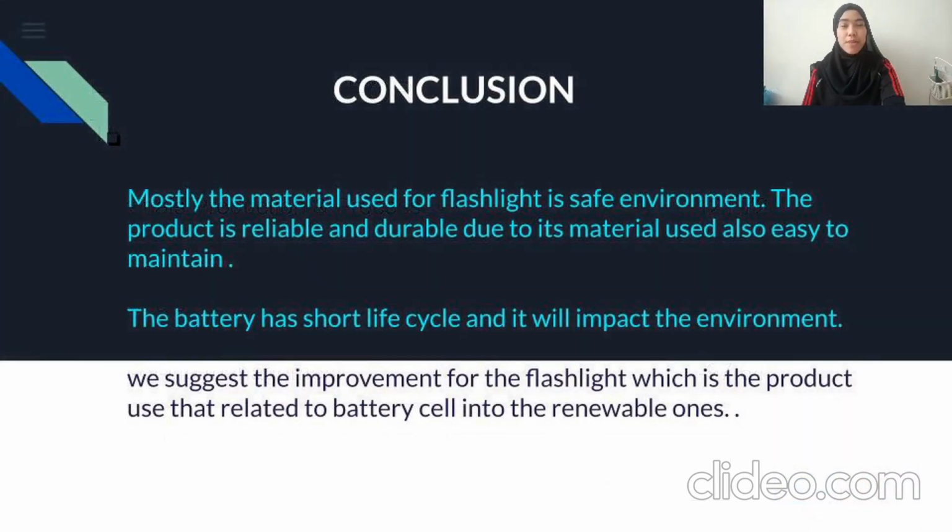Now let's move to the conclusion. From the eco-design, we know that mostly the materials used for the flashlight are glass, aluminium, metal and plastic. These materials mostly are recyclable and safe for the environment. From that, we know that this flashlight is reliable and durable due to its material use and also easy to maintain. Even though mostly the materials used are safe, there are some parts that will impact environmental sustainability, which is the battery cell, because the battery cell has a short life cycle.